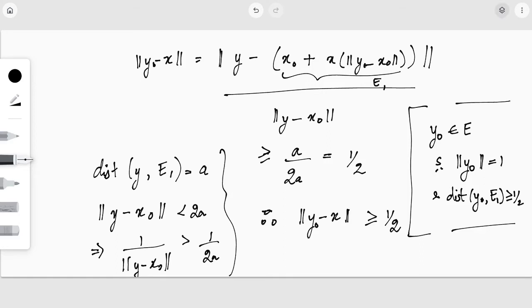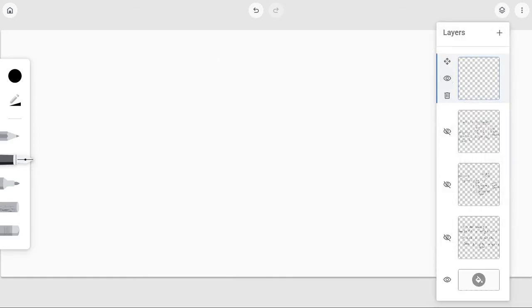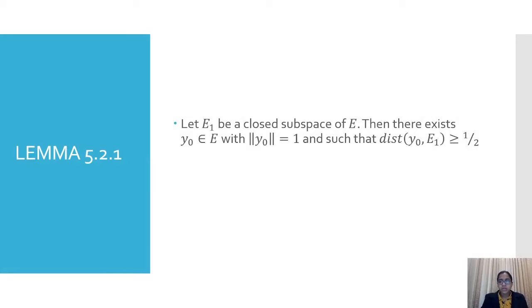We'll be frequently using this lemma to prove various other propositions and corollaries. So just go through the lemma once again. Let E1 be a closed subspace of the space E. Then we can always find an element in the space E whose norm is 1 and whose distance with the closed subspace is greater than or equal to 1 by 2. So that was lemma 5.2.1.